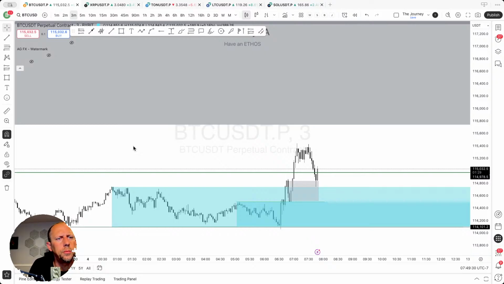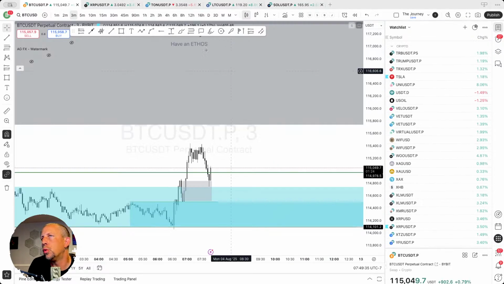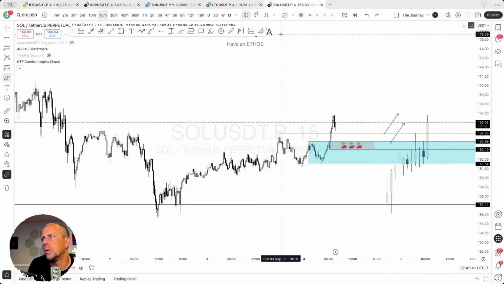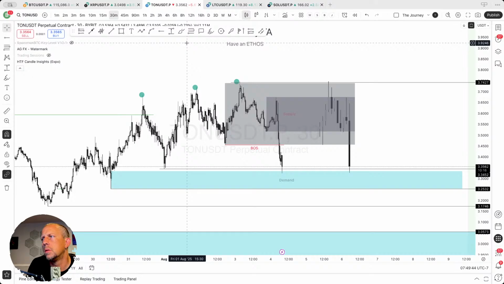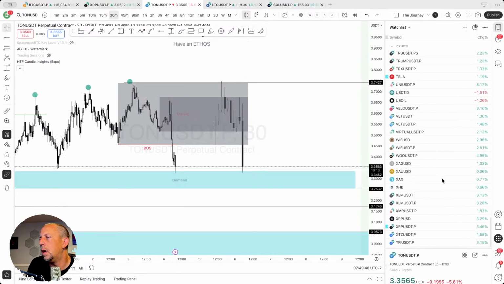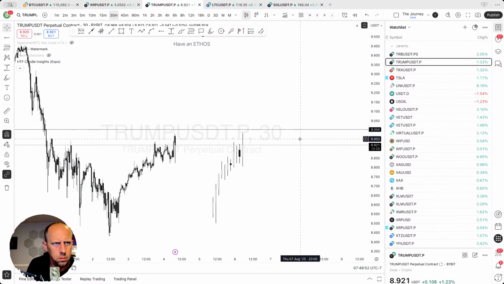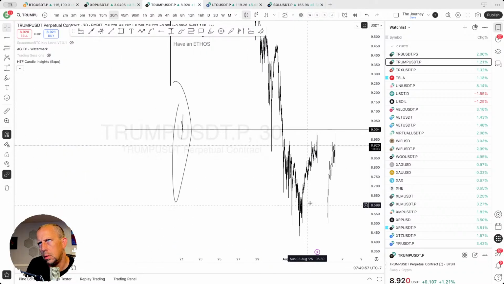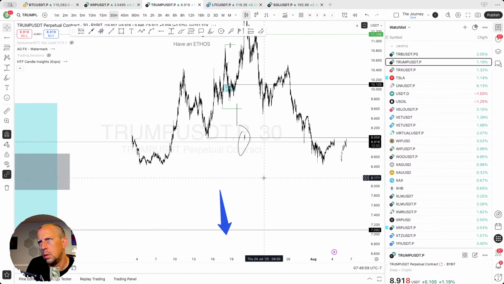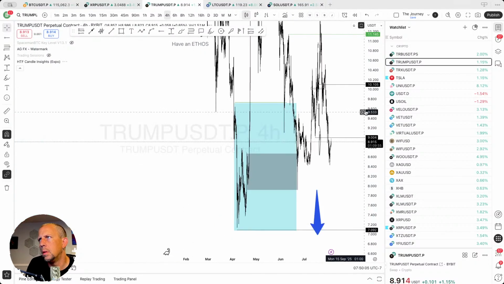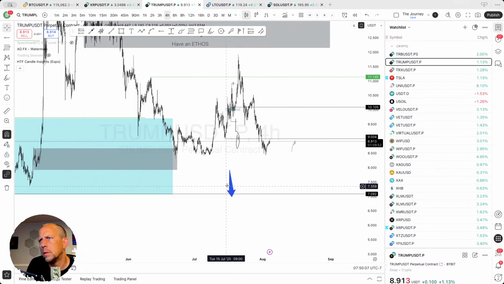What's your opinion on the Trump coin? 7-point run, realistic short-term target. Let's go to, what chart do I want to use? Let's use, yeah, whatever, this one. What are we talking about? Trump coin? 7.1 short-term target. You want to short it? I don't know if you can short it. Let's clean some of this stuff up.